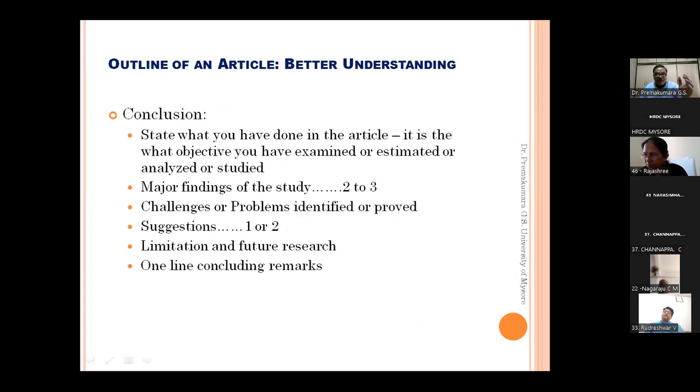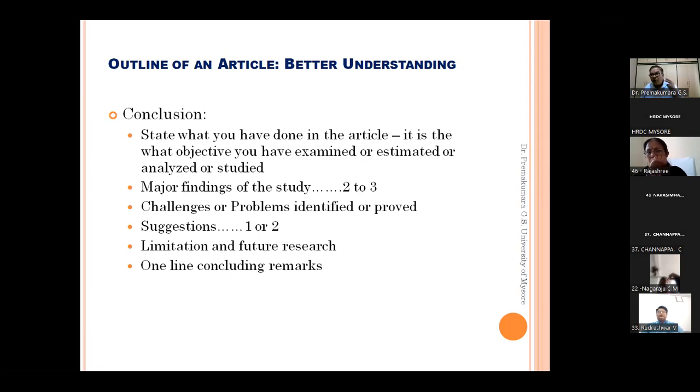So at last, the conclusion of your article. It is also very, very important how to conclude. You cannot write the whole paper again. No. In only 6 to 8 lines, you have to conclude your paper. The very first line should state what you have done in that article. It is the objective: what your paper has discussed, examined, estimated, analyzed, or studied. What the research article has done has to be written in the first line.